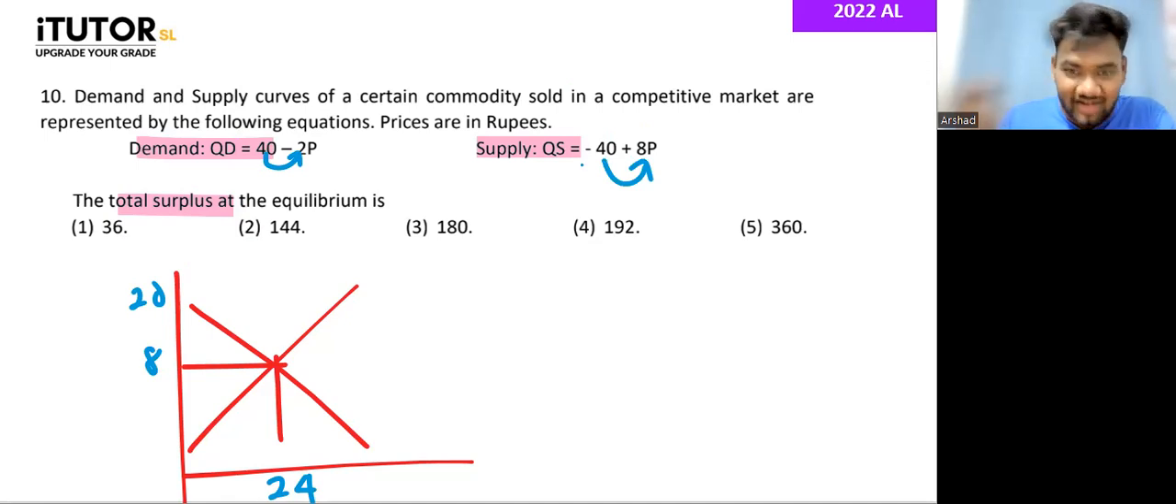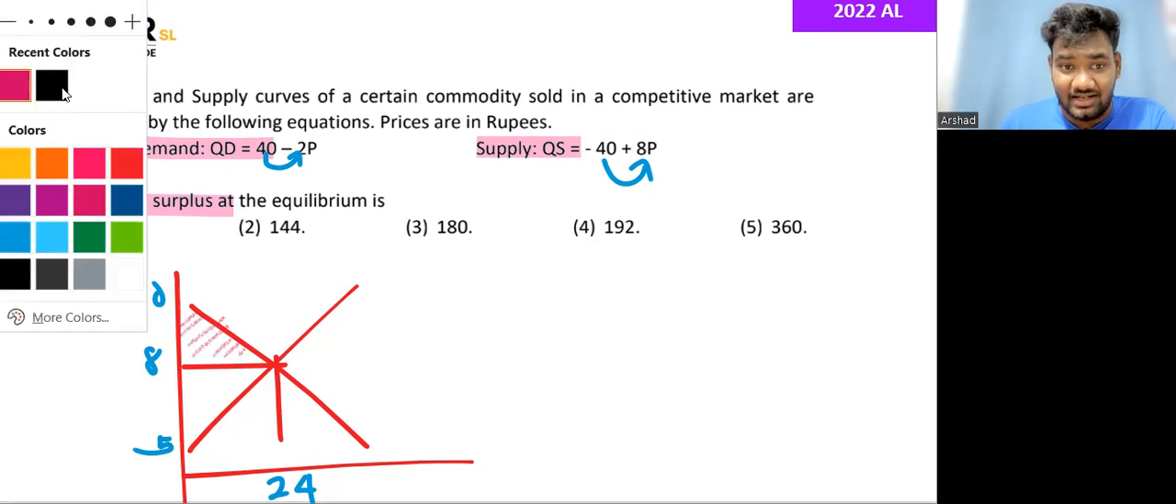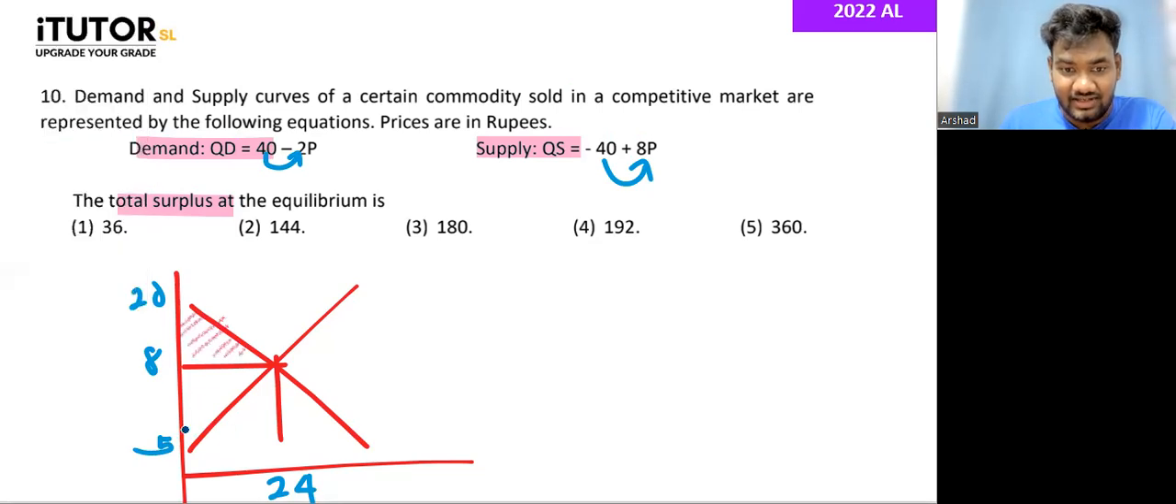Otherwise, you can do the normal one when QD equals 0. So then, can you quickly calculate and tell me how much is the consumer surplus? That is this area that I'm shading in red, and how much is the producer surplus? Numbers, guys, quickly. Consumer surplus is how much?